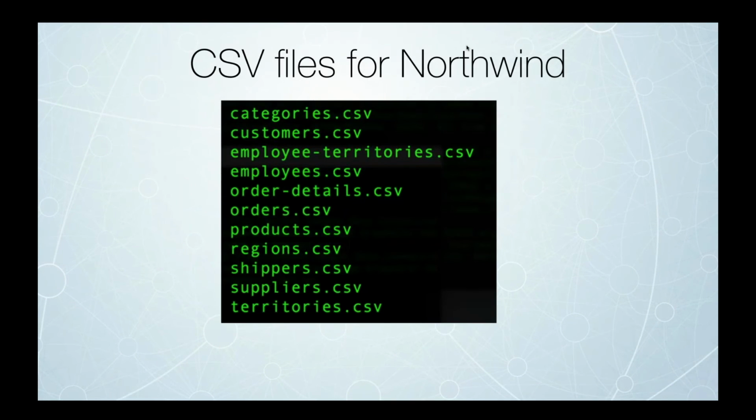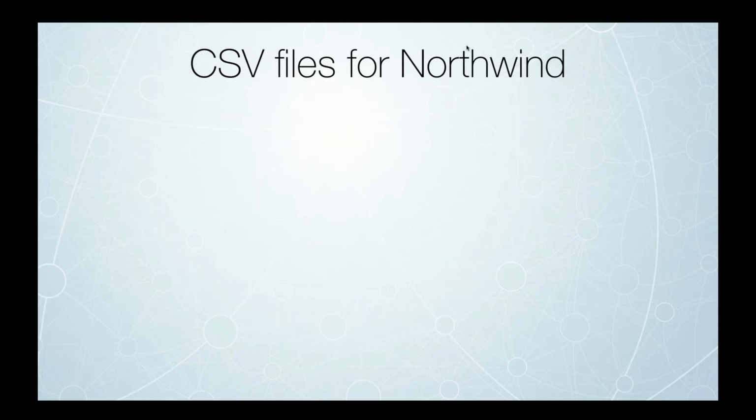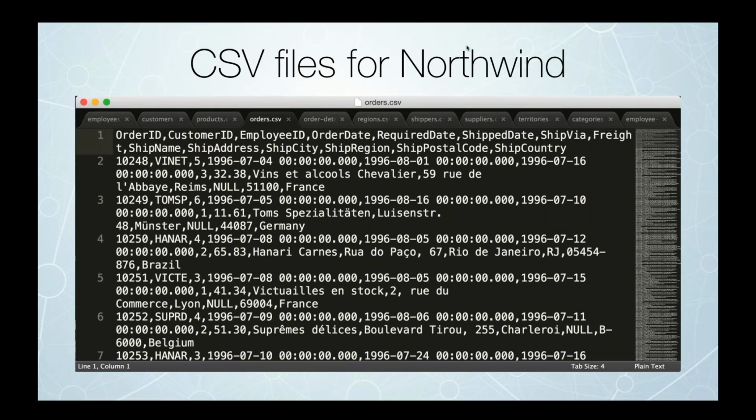So if we take the Northwind database and we dump each table to a CSV file, we'd end up with a series of CSV files that look something like this. So our CSV files have headers and then comma separated values. Here we're looking at orders. So we have an order ID, customer ID, employee ID. These are the foreign keys, right? So sort of what we would expect.